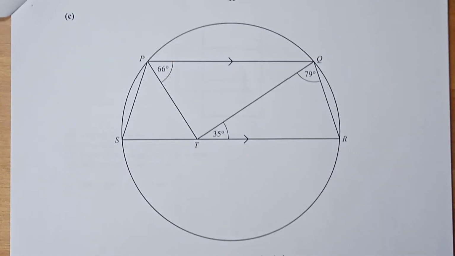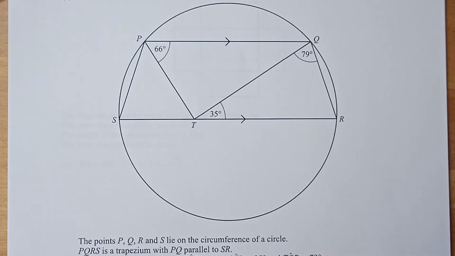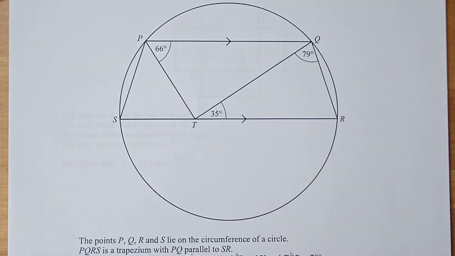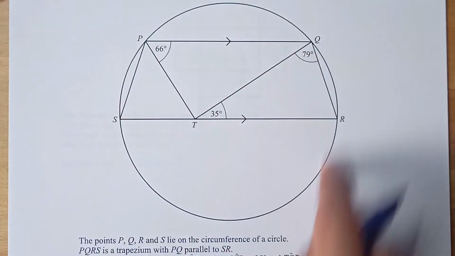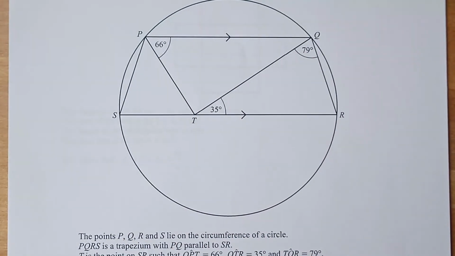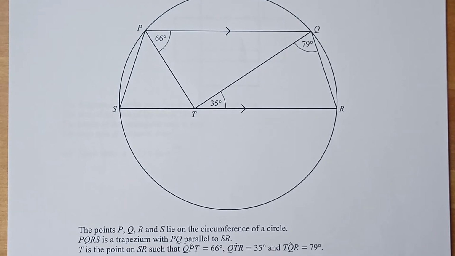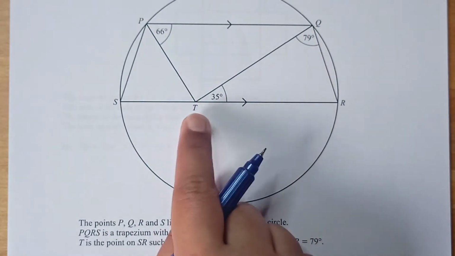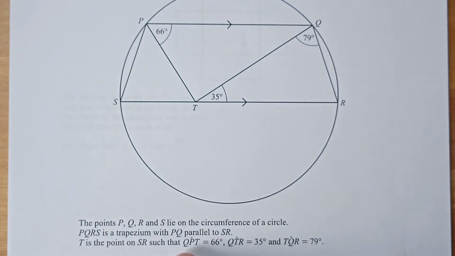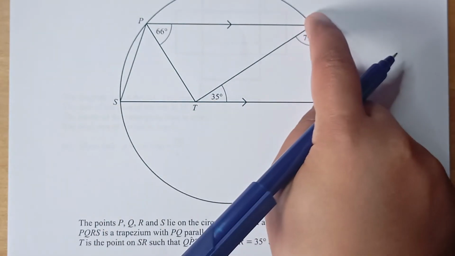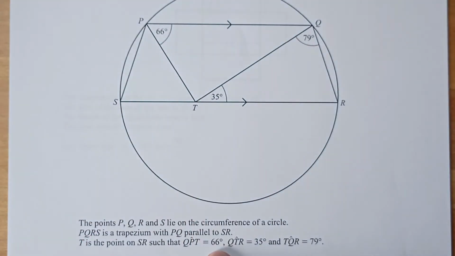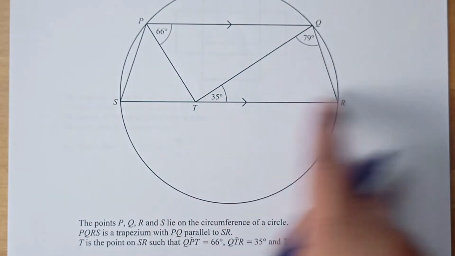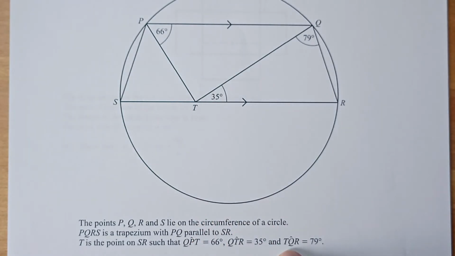Now for the C part, the points P, Q, R and S lie on the circumference of a circle. As you can see, these points are lying on the circumference of a circle. PQRS is a trapezium with PQ parallel to SR. PQ is parallel to the line SR. T is the point on SR. So T is this point on SR such that QPT is 66 degrees, QTR is 35 degrees, and TQR is 79 degrees.